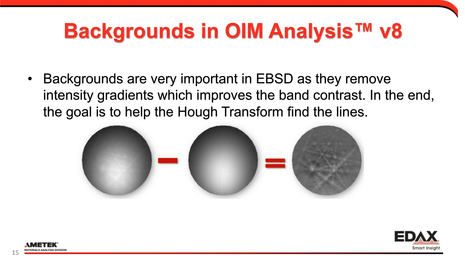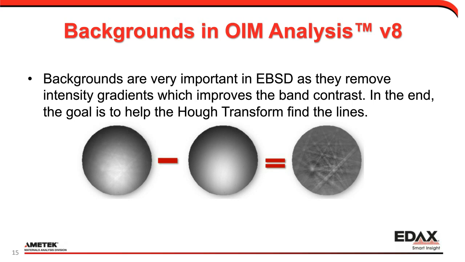In the end, our goal is always to help the HUF find the lines. And if I have better band contrast, it makes an easier job for the HUF to do so. I don't have any rogue bands then. I have good, well-defined bands. My precision increases. So again, my goal here is always to help the HUF do its job, and the background is going to be the most important part.